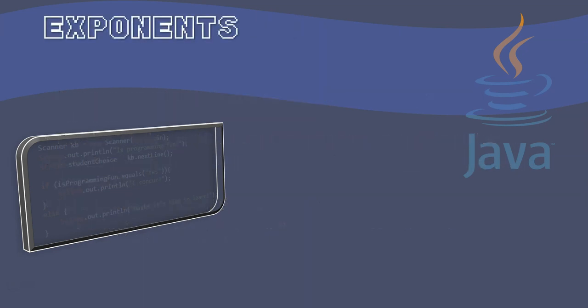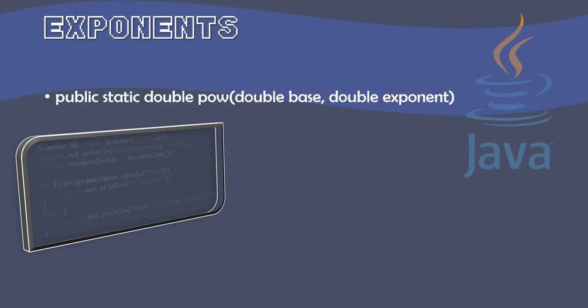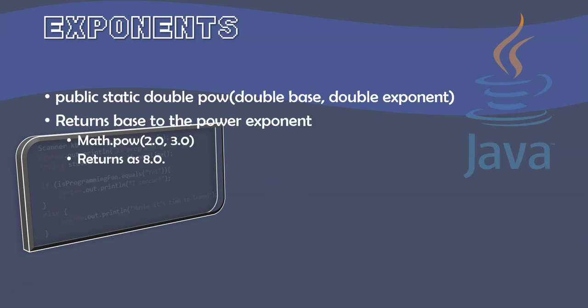So let's first look at exponents. How do we handle exponents? Because up to this point we've done a lot of basic things with addition, subtraction, multiplication, division. But what about exponents? Well, there is a method that allows us to do it. We have public static double pow(double base, double exponent). This will calculate that for us. It returns the base to the power of the exponent. So, for example, if I do Math.pow(2.0, 3.0), it's going to return 8.0.